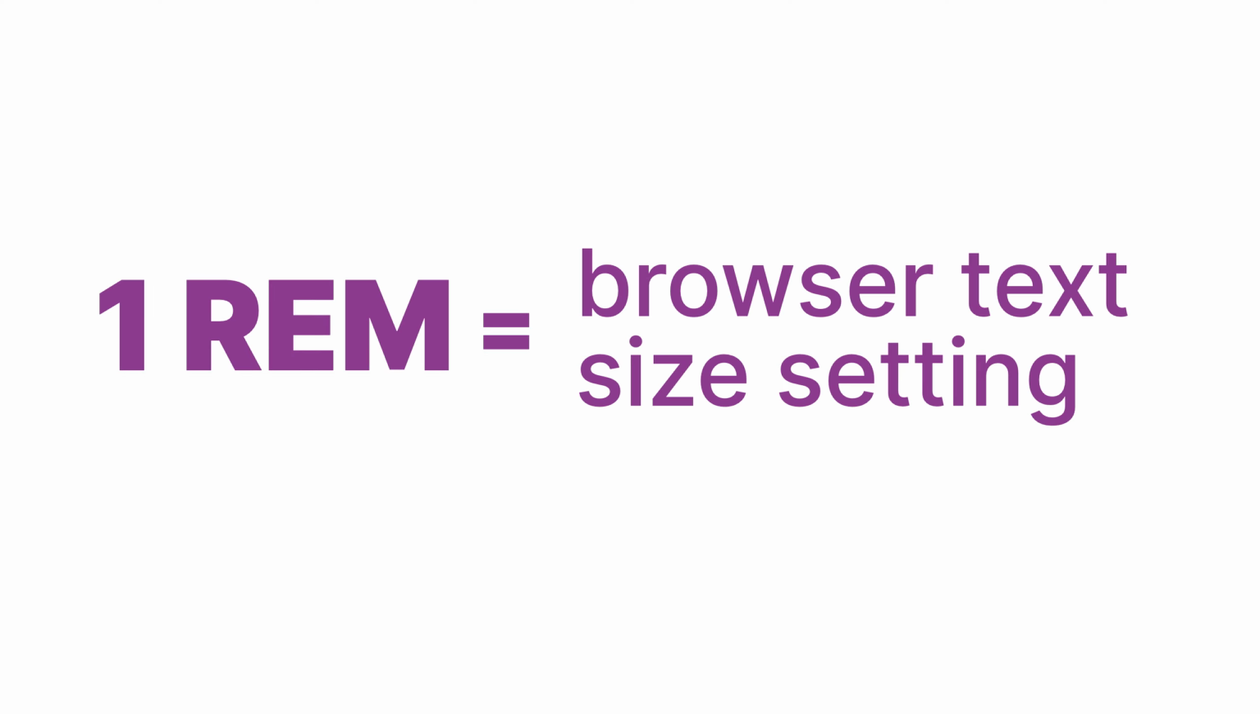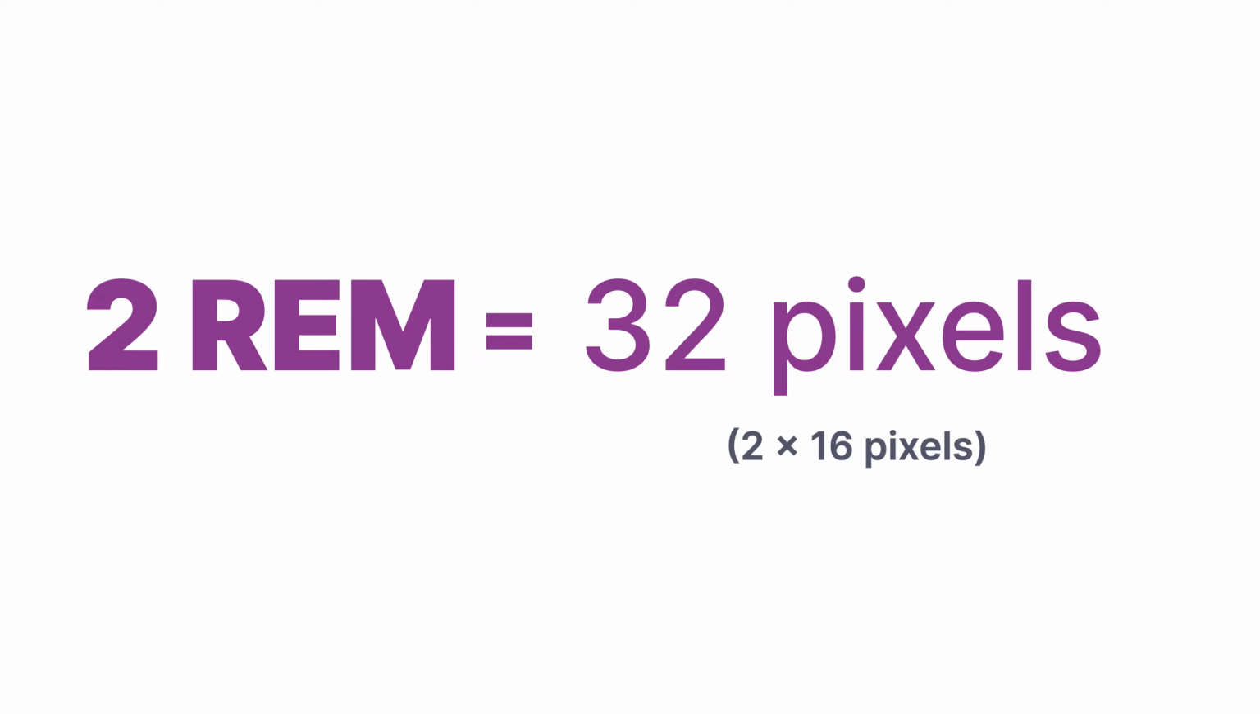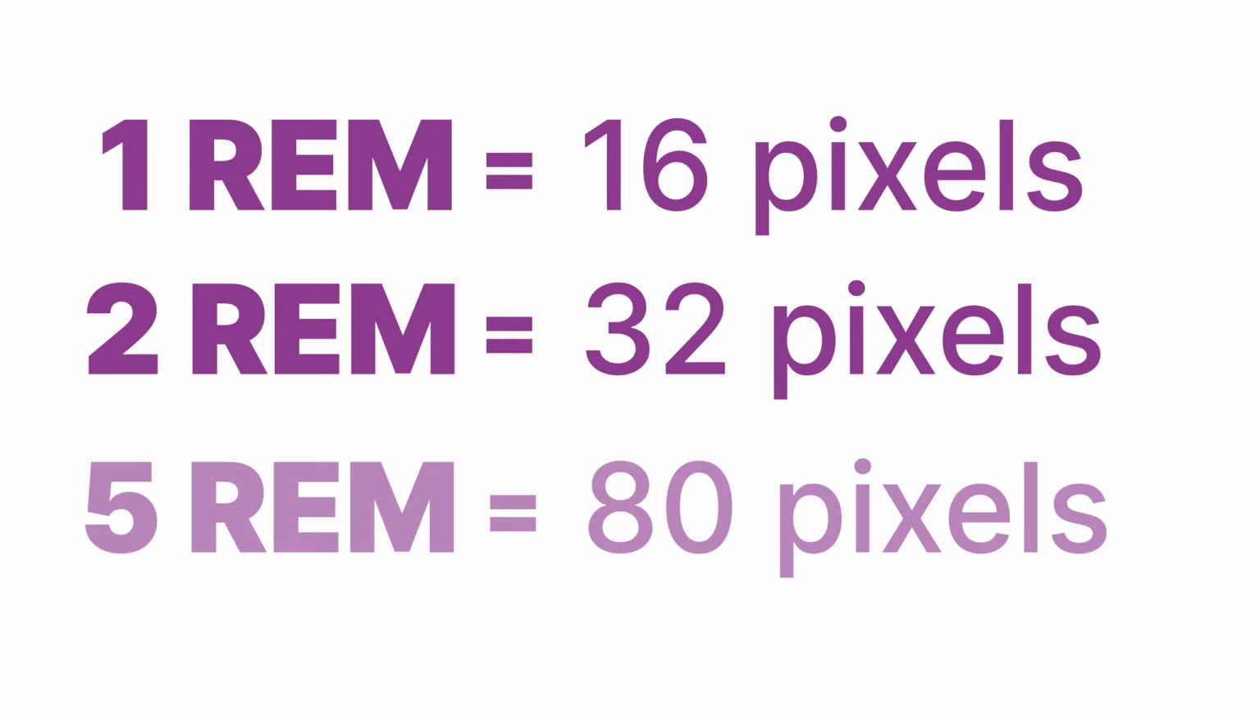1 REM is equal to your visitor's browser size setting. So by default, most web browsers' default text size is 16 pixels. Not all, but most. That means we can reasonably assume 1 REM equals 16 pixels for working purposes. So if we set our body copy size to 1 REM, it'll display at 16 pixels. If we set our H3 headings at 2 REM, they'll display at 32 pixels. 2 times 16 is 32. And if we set our section padding at 5 REM, well, that will be 80 pixels. 5 times 16 is 80. Don't worry about the calculations for now. Just focus on what this means for scalability and accessibility.